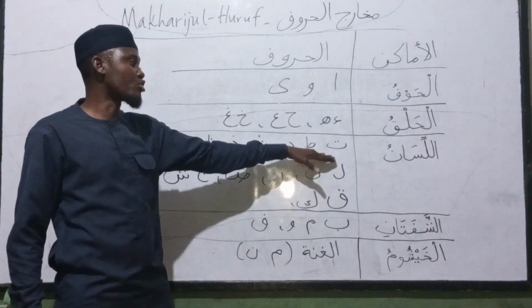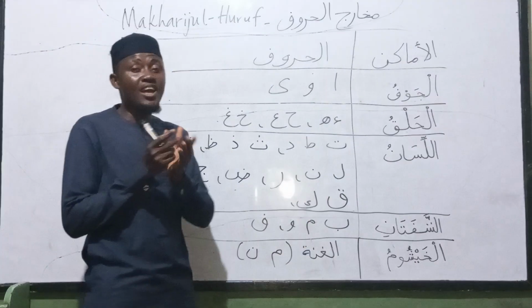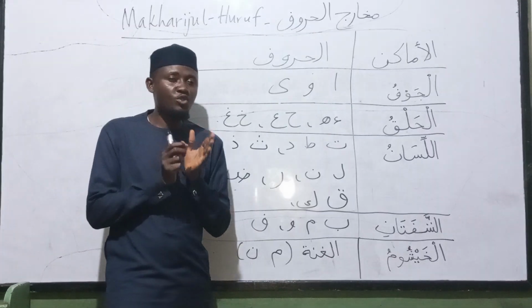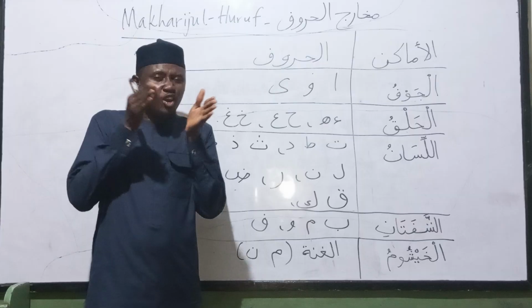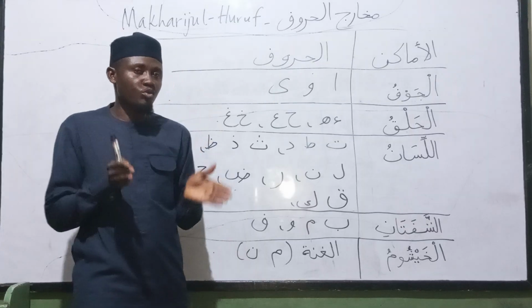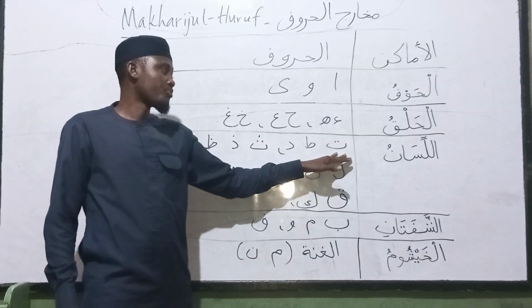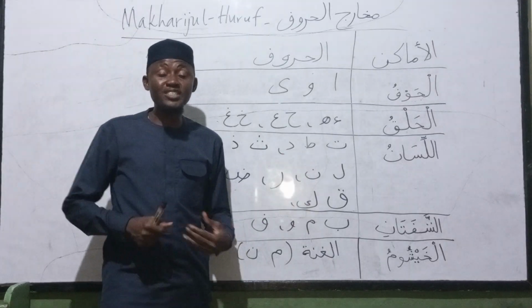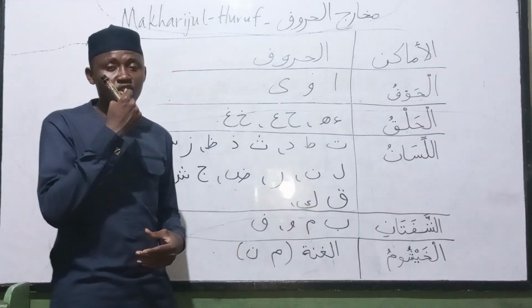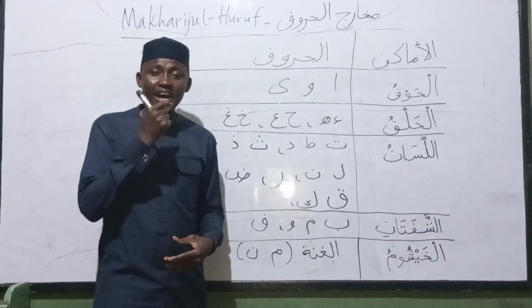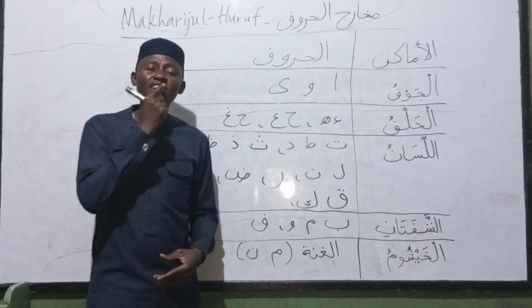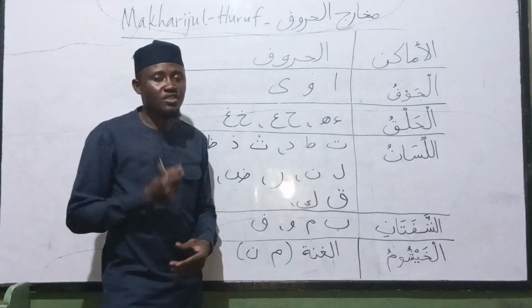I put them in groups because there are some that are articulated from the same point, and there are some whose points of articulation are close, not the same but close. Now, this first group, ta, to, and dal, we articulate them using the tip of the tongue and the root of the incisors. That is the alveolar here, close to the teeth.